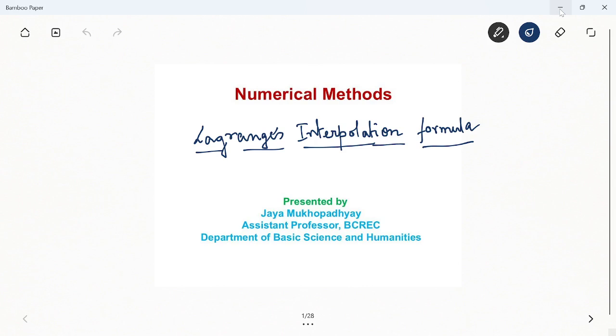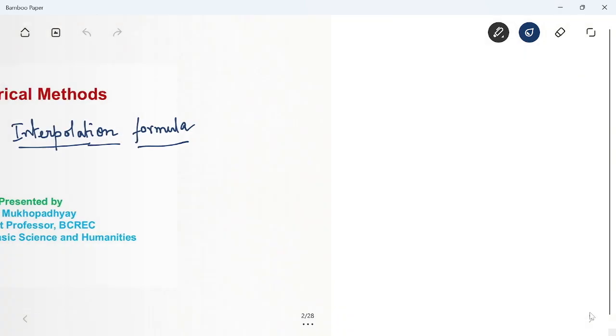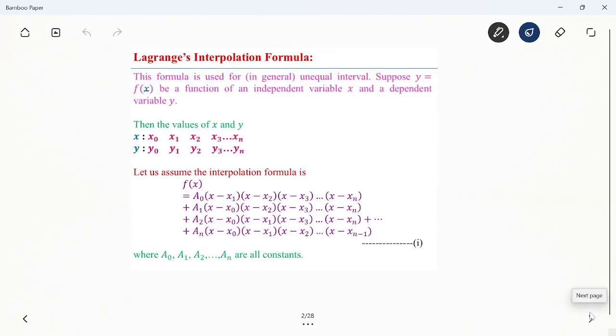So today we are starting our next class, Lagrange's interpolation formula. First we discuss the method, Lagrange's interpolation formula. This method is used in general for unequal intervals.